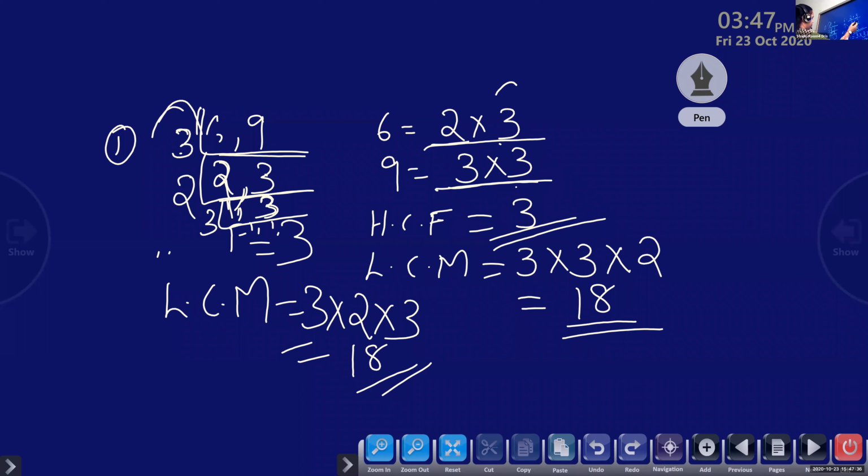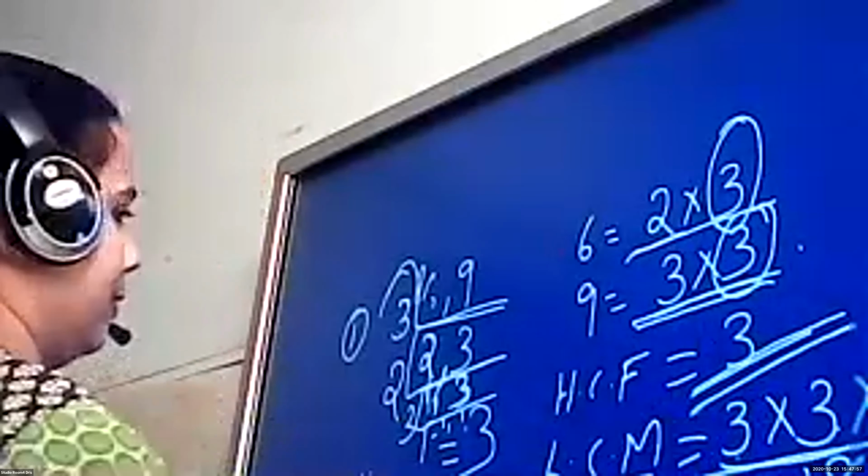Here we have 6, 2 into 3. Here 9, 3 into 3. So for HCF, the highest common is only 3. But for LCM, we take the number repeated more times. So here 3 is repeated 2 times, so we are writing it 2 times. Here there is no 2, but 2 is repeated 1 time. So now we are multiplying. 3 into 3 is 9. 9 twos are 18. Okay, ma'am.